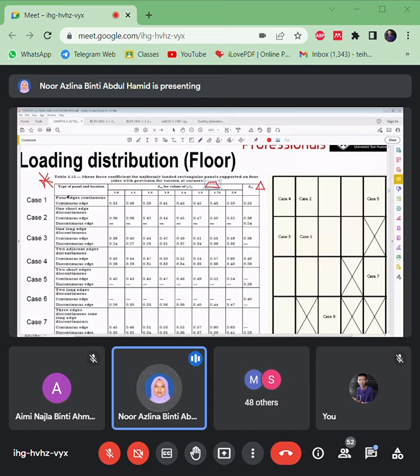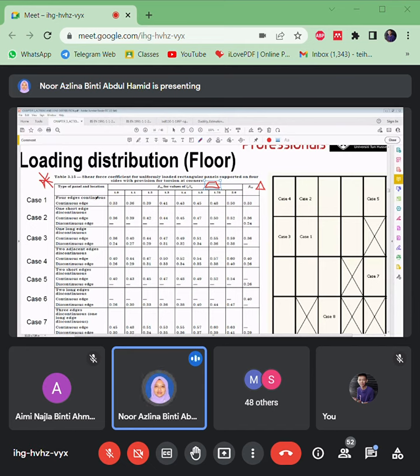Alright, so the first column here, it gives different types of panels and its locations. There are many cases here. You need to understand each of the cases. What's the type of slab panel that you want to design? So example number 1 here, it mentioned 4 edges continuous.